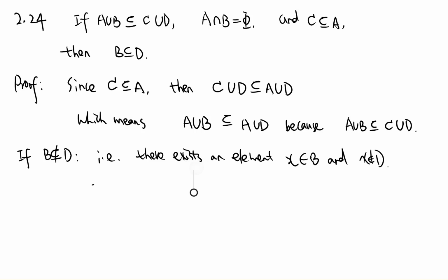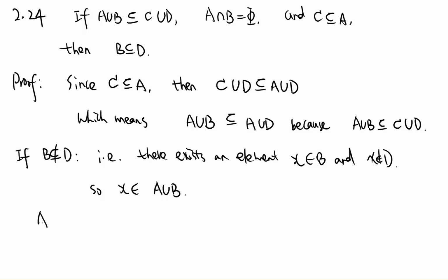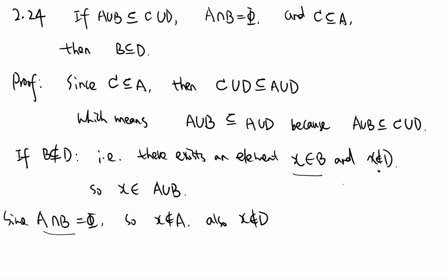Now, since X belongs to B, that means naturally X will belong to A union B. And we know that A intersecting B is an empty set. That means X cannot be from A, because X belongs to B and A intersecting B is phi. So X cannot belong to A. Meanwhile, we also know that X doesn't belong to D from here. That tells us X doesn't belong to A union D.